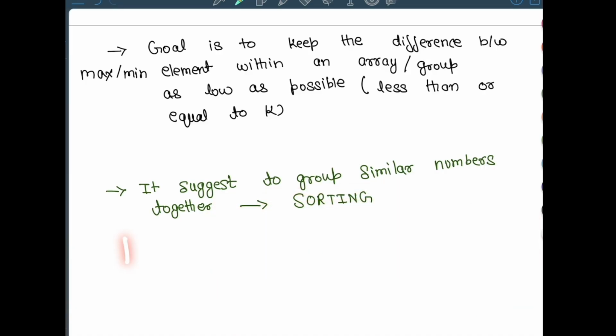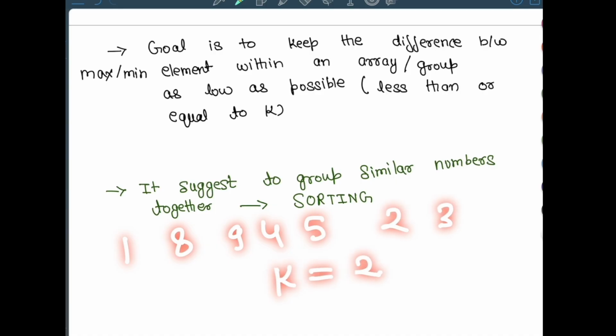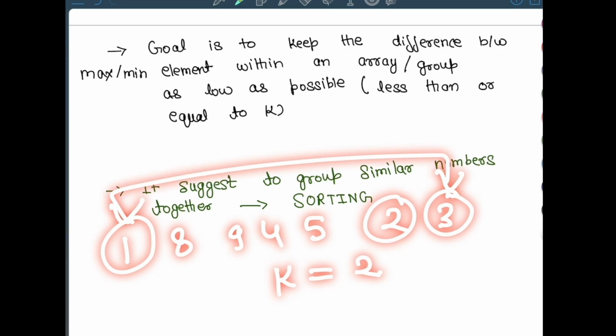But now let us say the input is 1, 8, 9, 4, 5, 2 and 3. And now if the value of k is equal to 2, again we can group 1, 2 and 3 together. But they are very far from each other, right? It will be very difficult to find out that after 1, do we have some element which I can make a group with 1. After 1 we have 8, we cannot make a group with 8. We have 9, we cannot make a group of 1 and 9. With 4 also we cannot make a group. With 5 also we cannot, but with 2 and with 3 we can, based on the value of k.